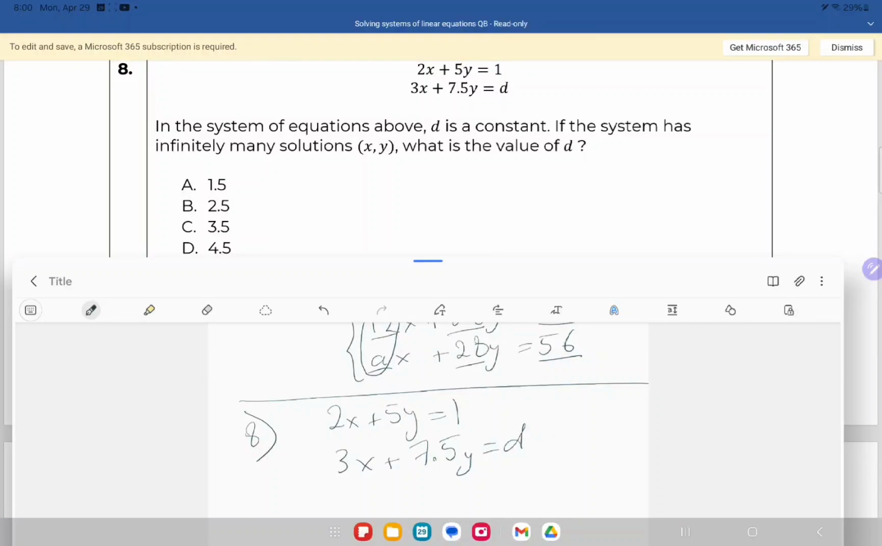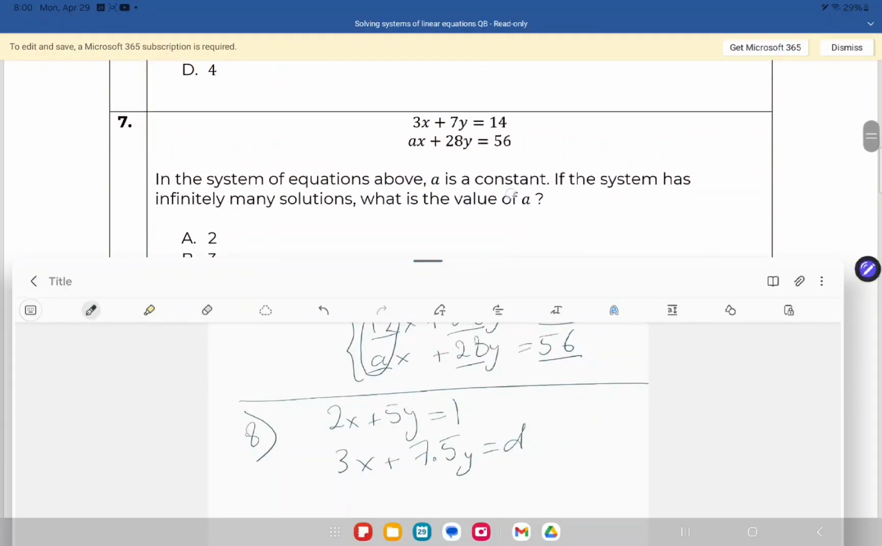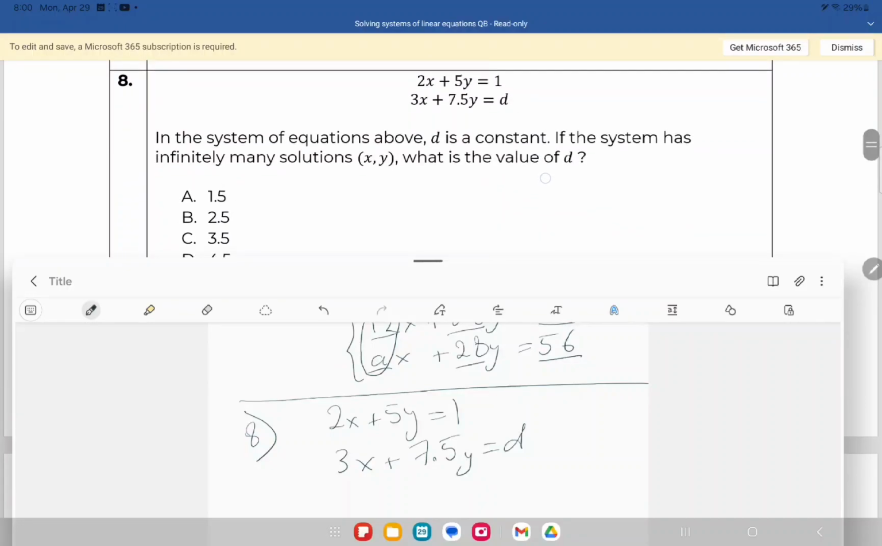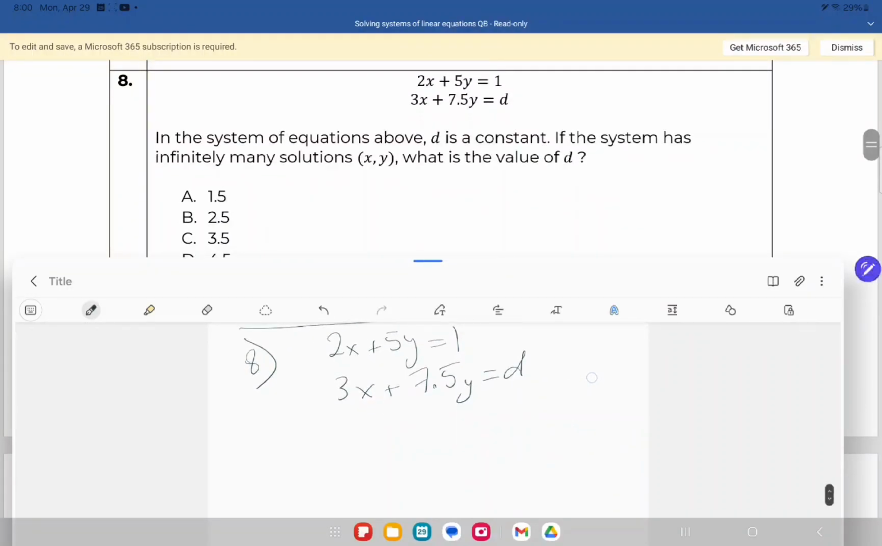If the system has infinitely many solutions, what does that mean? How should I approach it? Now, how is this similar to this? In the system, we also have infinitely many solutions. So when they tell you infinitely many solutions, what are you supposed to do? Remember, like 2x is equal to 2x, so 0 is equal to 0. You kind of need to make them look identical. So getting d is going to be relatively easy.